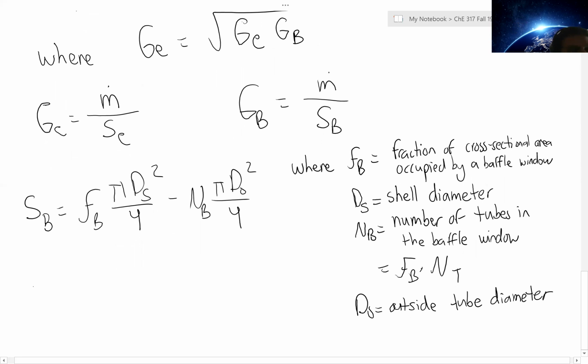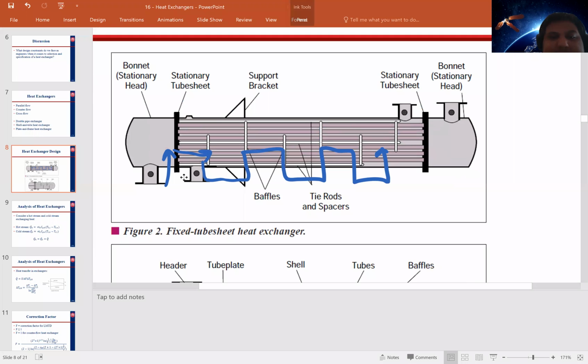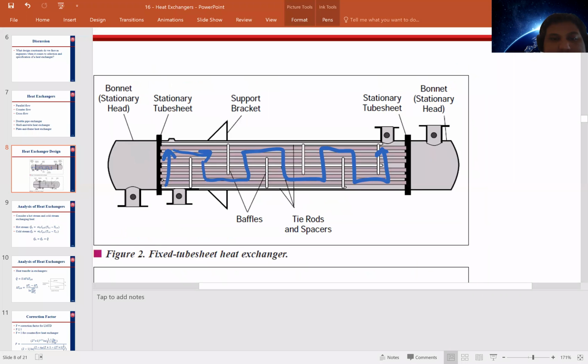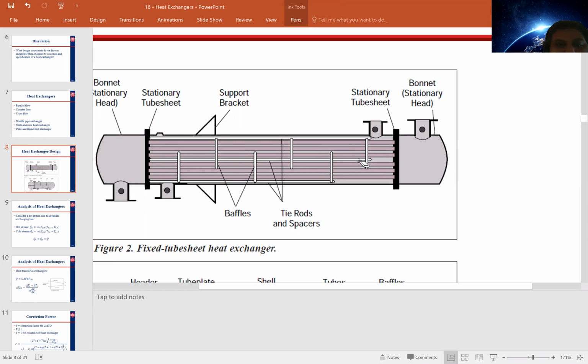And so S sub B is characterized as the flow area in a baffle window. And if we're looking at this in this diagram, going back, the area that we're describing, I should probably put it in pen mode. S sub B is describing this flow area, right? So if you take the mass flow rate over this cross-sectional area, we're looking at that mass velocity.